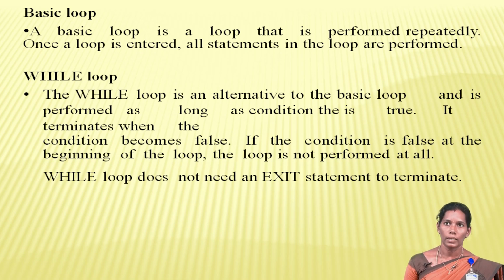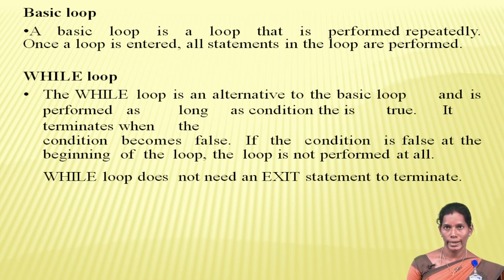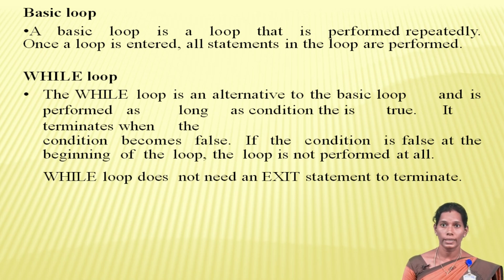A basic loop is a loop that is performed repeatedly. Once a loop is entered, all statements in the loop are performed. When the bottom of the loop is reached, control shifts back to the top of the loop. The loop will continue infinitely. An infinite loop or a never-ending loop is a logical error in programming. The only way to terminate a basic loop is by adding an exit statement inside the loop.